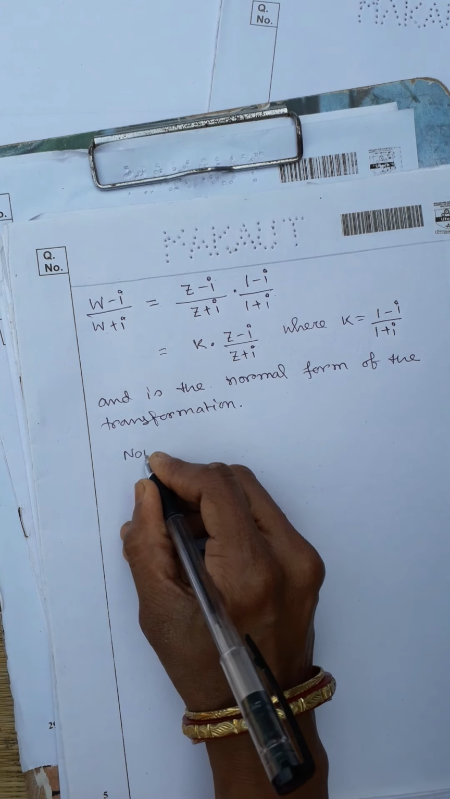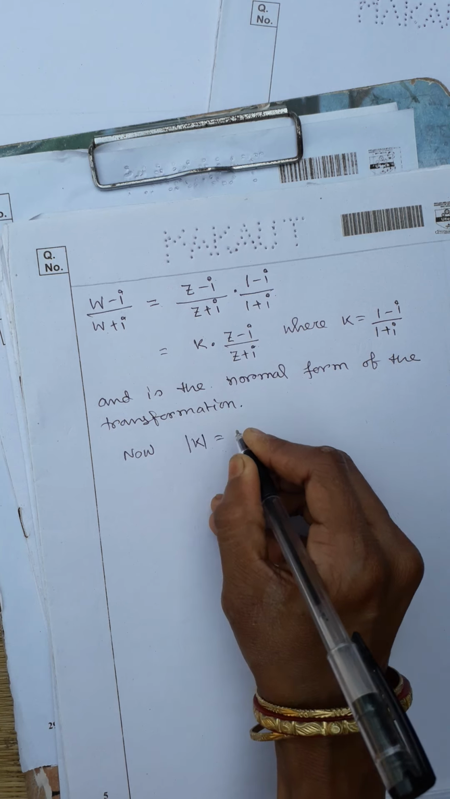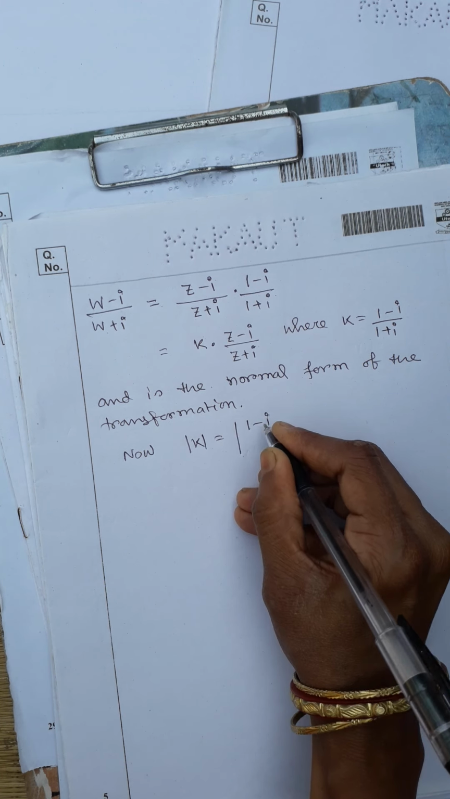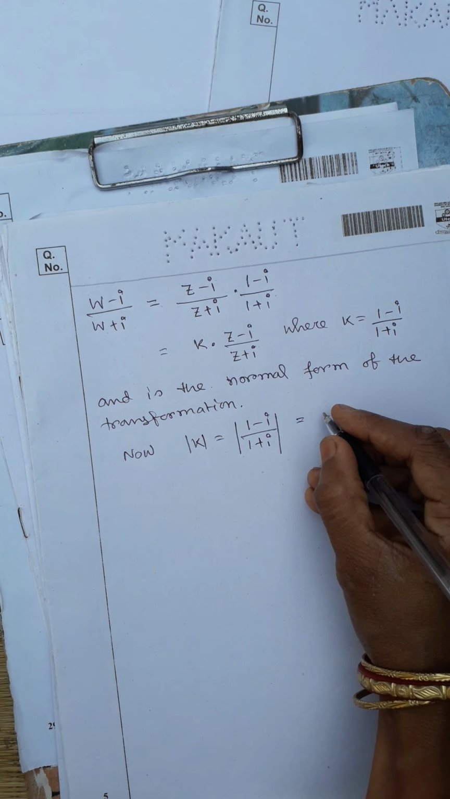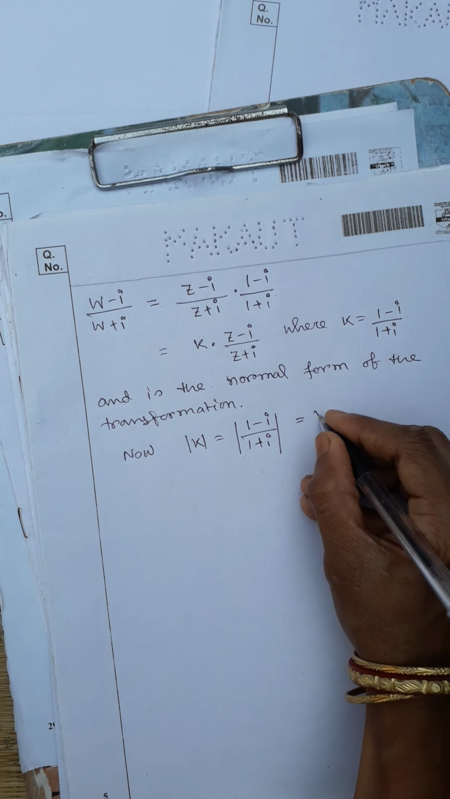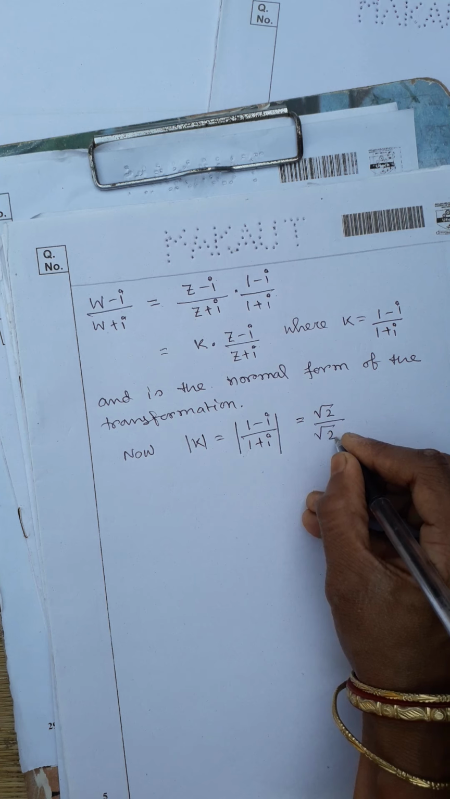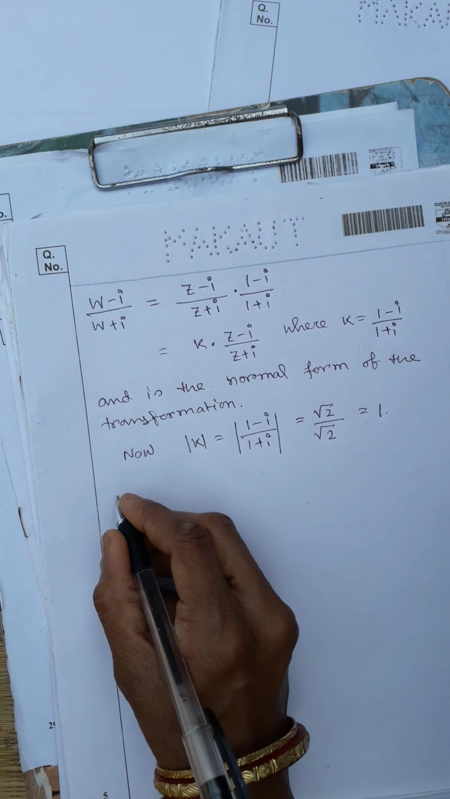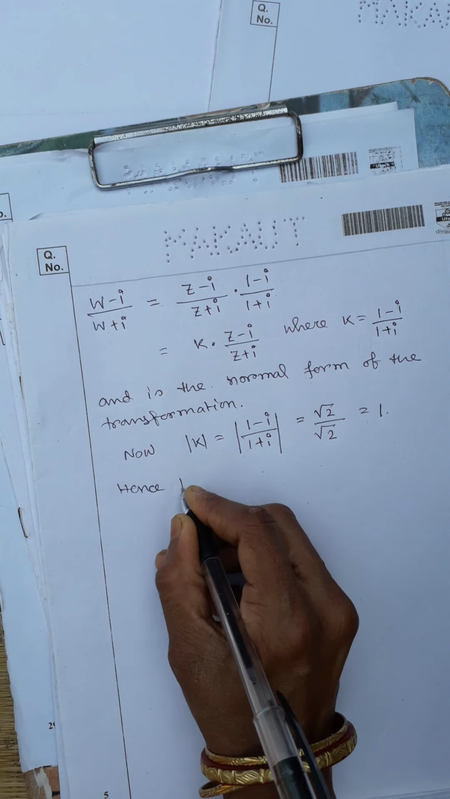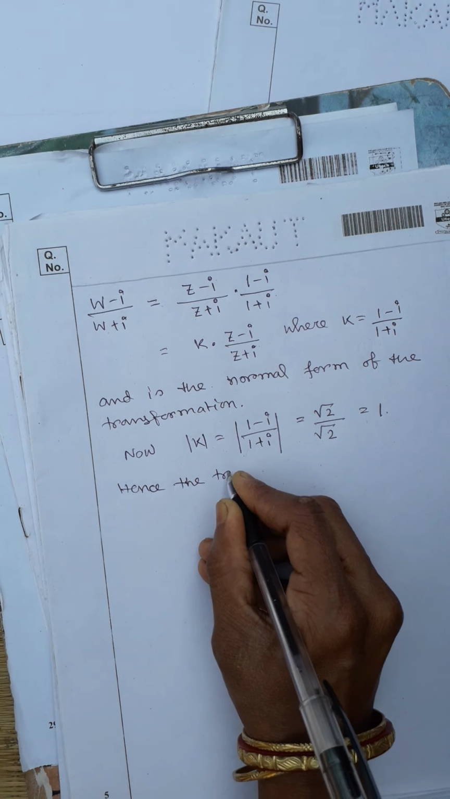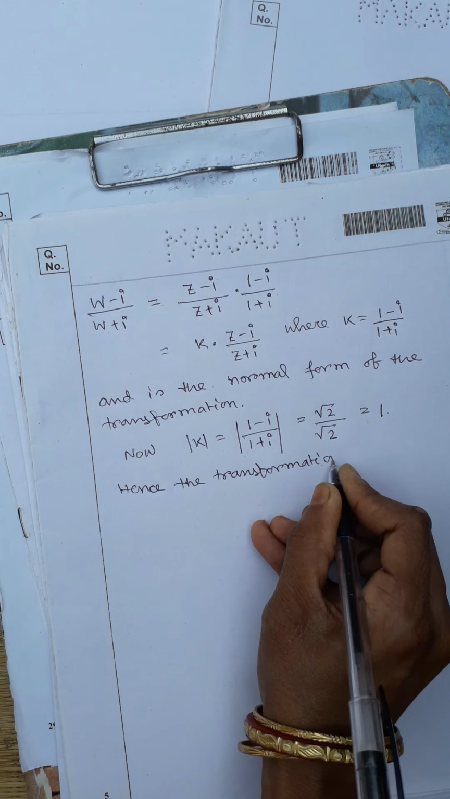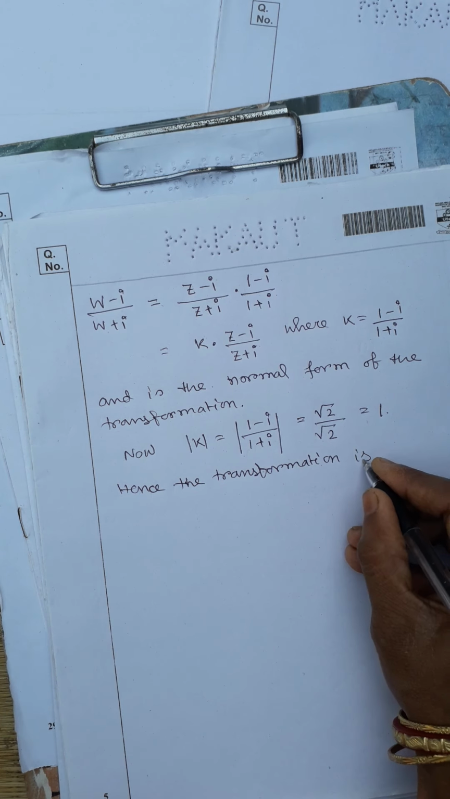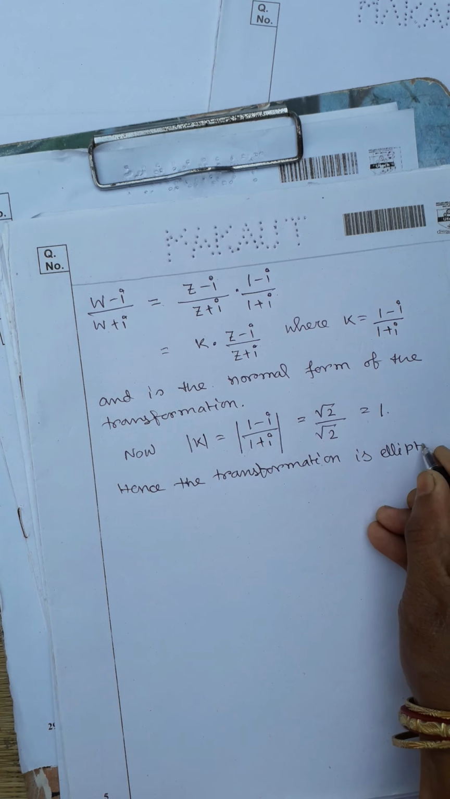And now modulus of k is equal to modulus of (1 minus i) by (1 plus i). That's equal to root 2 by root 2, that is equal to 1. Hence, the transformation is elliptic.